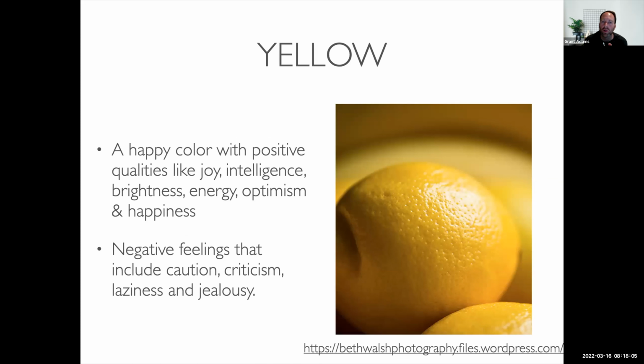We move to our third warm color of yellow. Yellow tends to be the happy color. It's the color that the kids draw the sun with. In the upper corner of the page, they draw that little sun, and it's always in yellow. Brightness, energy, optimism, joy, happiness. The negative would be that maybe it's caution. We see caution tape. That's yellow. It certainly draws attention to itself. Could be also jealousy or laziness.